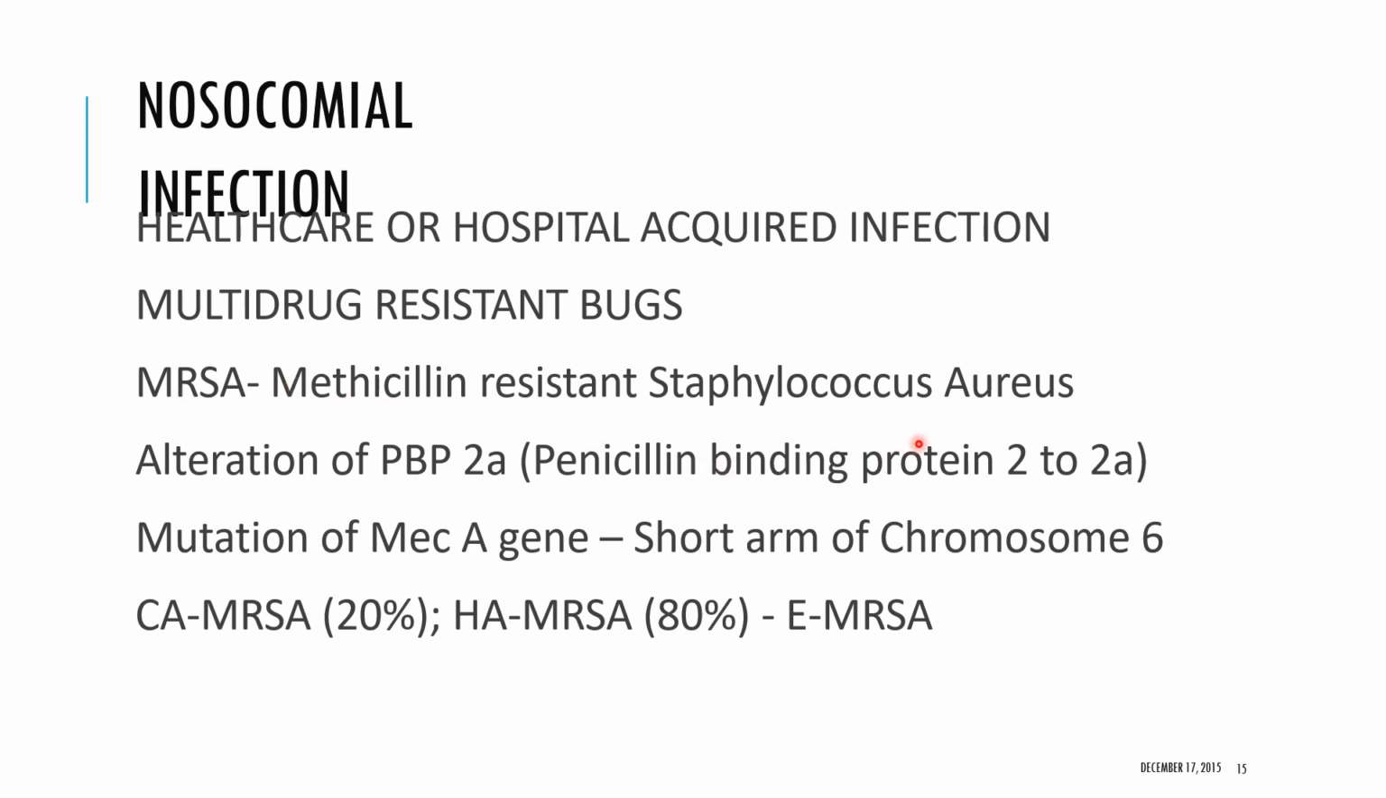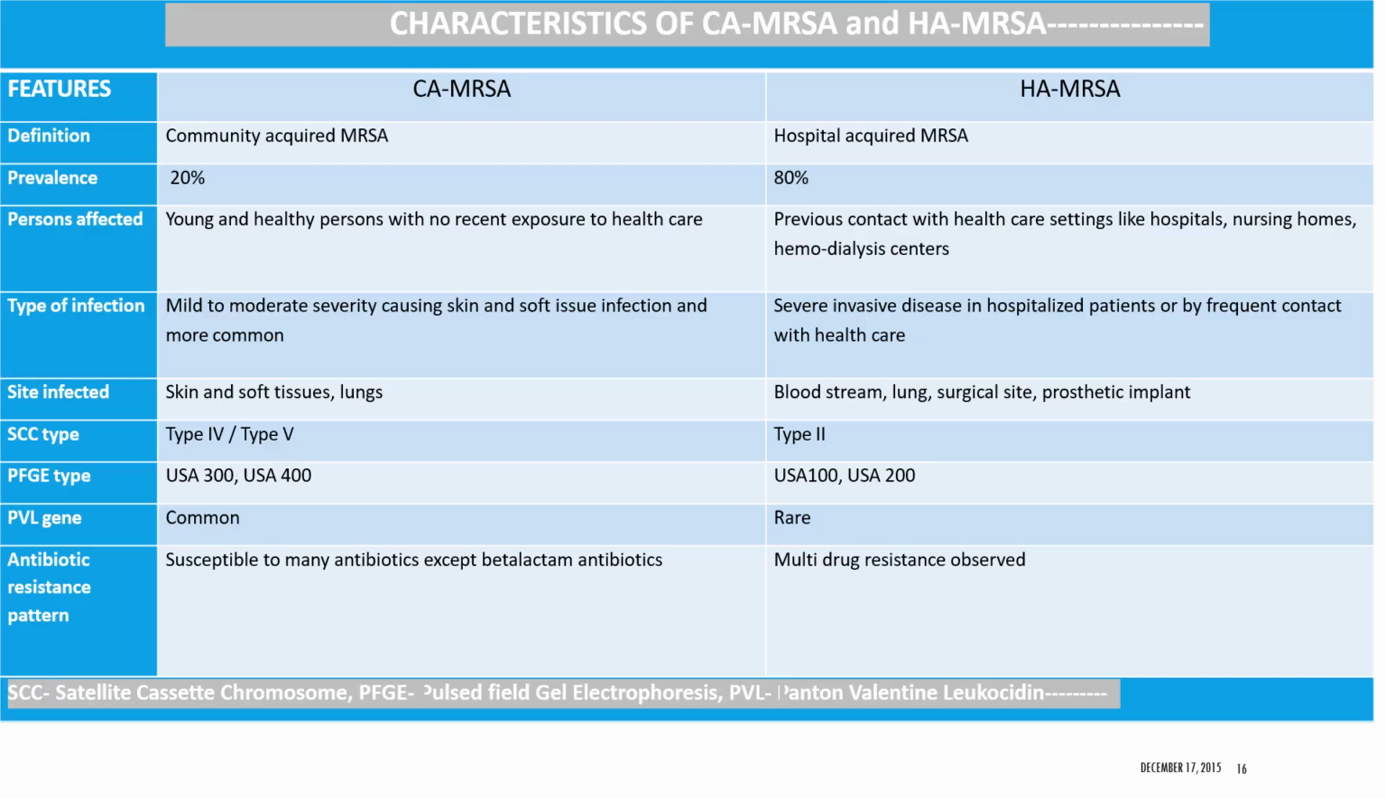Methicillin resistant Staphylococcus is due to alteration of penicillin binding protein 2A. Mutation of the mec gene is there, on the short arm of chromosome 6. CA-MRSA 20%, HA-MRSA 80%, E-MRSA. So you just note all these points. I will give a detailed video on all these things.